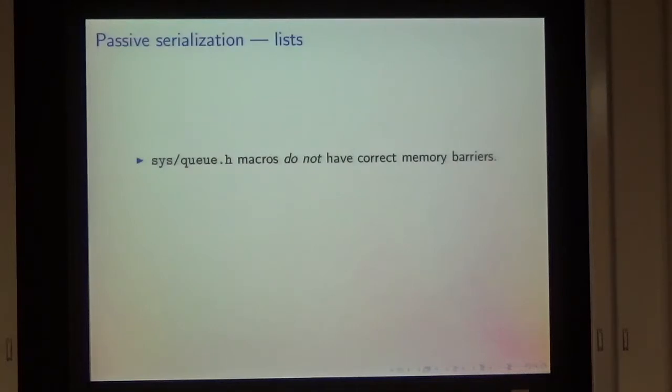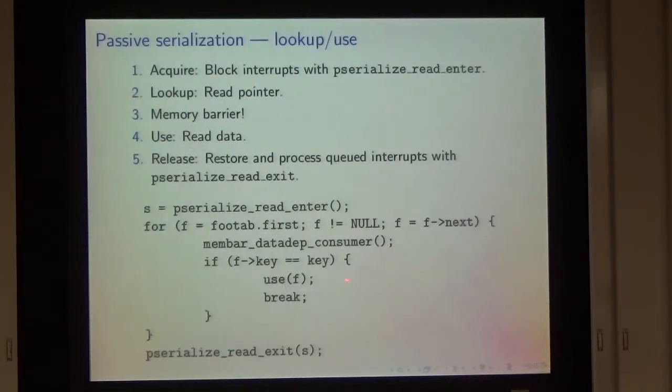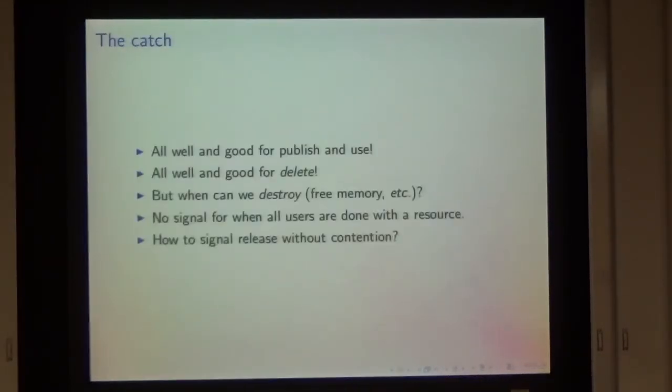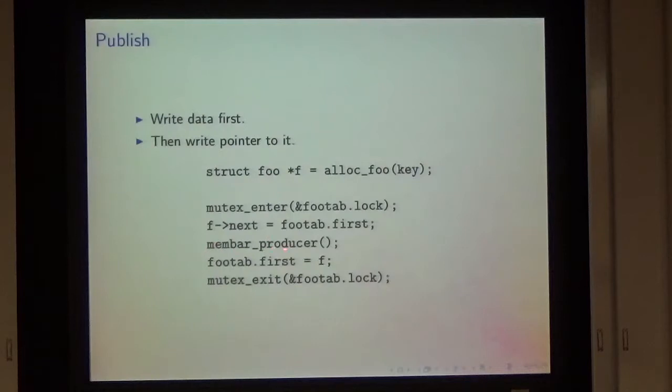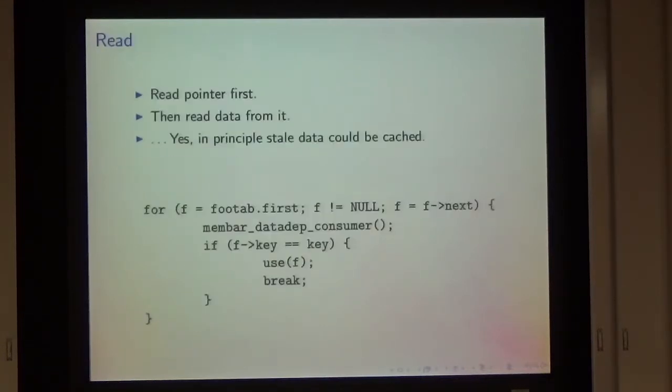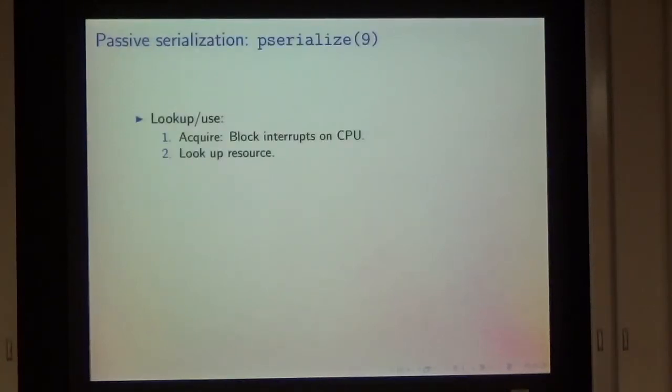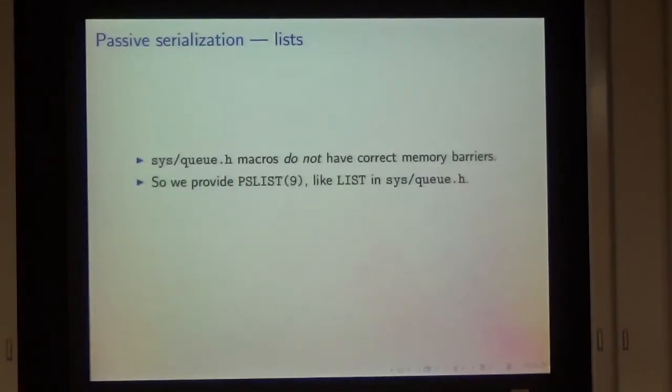To facilitate the memory barriers that you need to add, because here for read, you need the membar data consumer, data-dependent read barrier, and for insert, you need a write-before-write barrier, or membar producer. In order to make managing the linked list easier, we added some macros, kind of like the sys/queue macros, because sys/queue macros do not have the correct memory barriers, and they need to go inside, because you need to first initialize a new entry for a linked list and then set the previous entry. So it has to go inside the list operation.